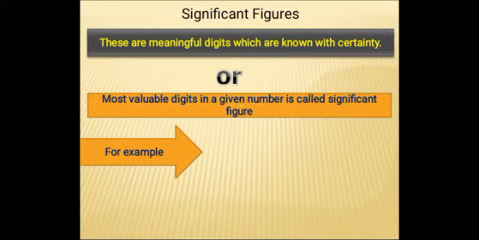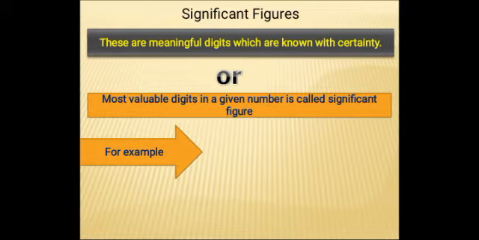Or you can make it a very simple definition also. What is a significant figure? A significant figure is the most valuable digit in a given number. Most valuable digit in a given number. So let me ask one question before that. Is there any value of 0? Think. Okay, let me count 3, 2, 1. Is there any value of 0?